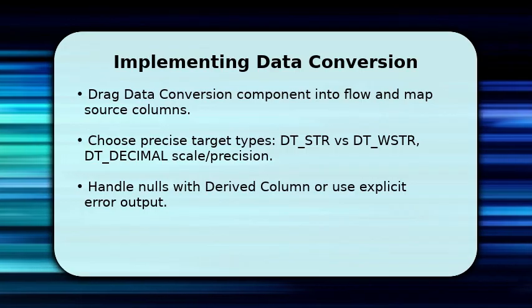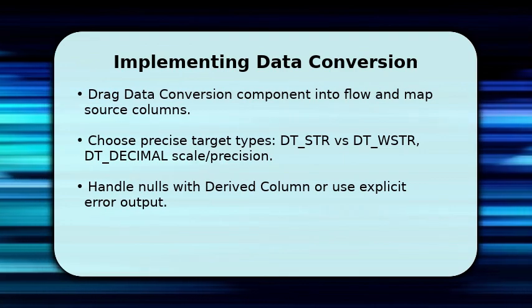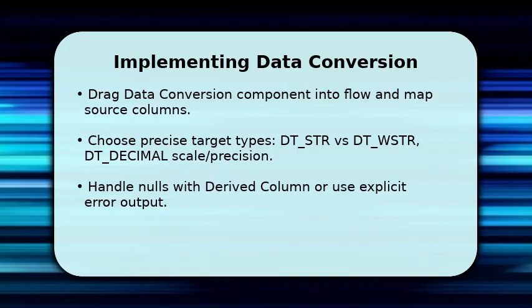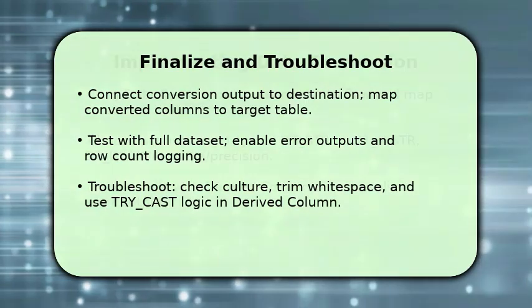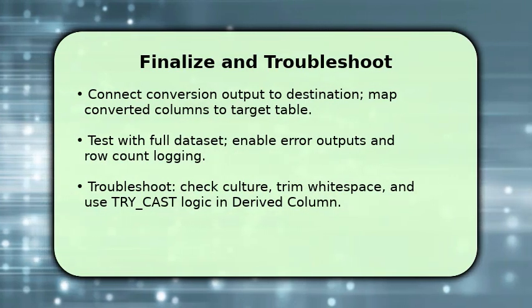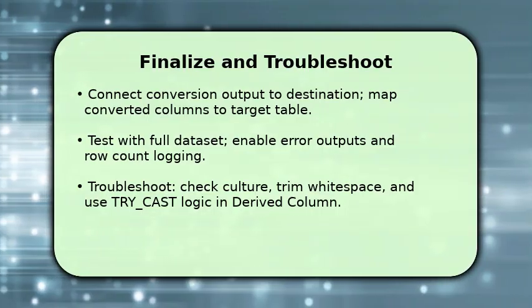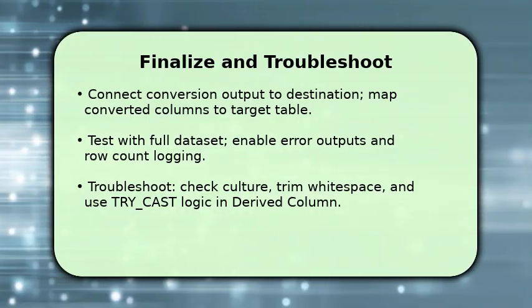If the source has mixed numeric/text, route problem rows to error output or pre-clean with a derived column. This avoids silent truncation. You finish by connecting the data conversion output to your destination and mapping converted columns to target fields. Run the package with the full dataset and monitor error outputs plus row count logging to confirm success.